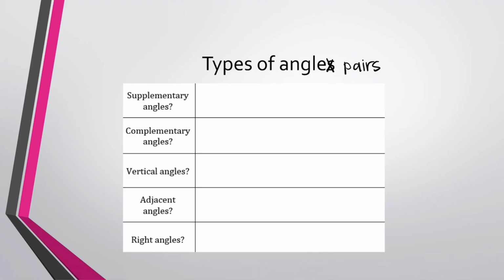So for example, supplementary angles are angles that add to 180 degrees, which for reference, 180 degrees is how much you have in a line. So this is 180 degrees.